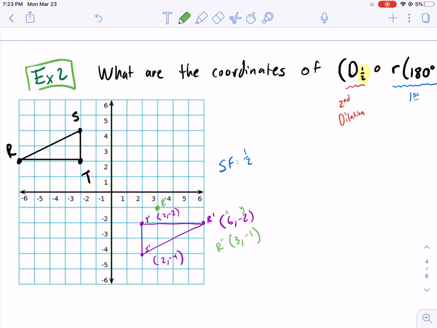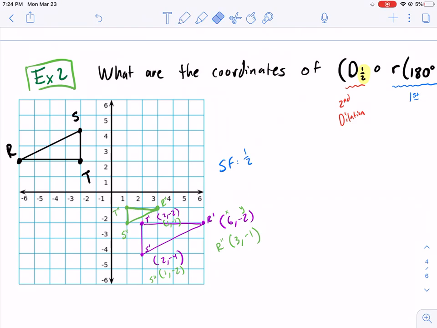Now I have S prime. I multiply by 1/2, I get 1. Then negative 4 times 1/2 gives me negative 2. That's my S double prime. Where's that point? 1, negative 2. That's over here. Then finally I have T, and I multiply both by 1/2. I get 1, comma, negative 1. That's my T double prime. Connect my dots, and there I have it.